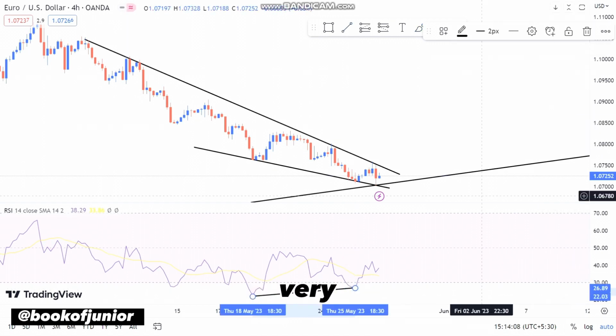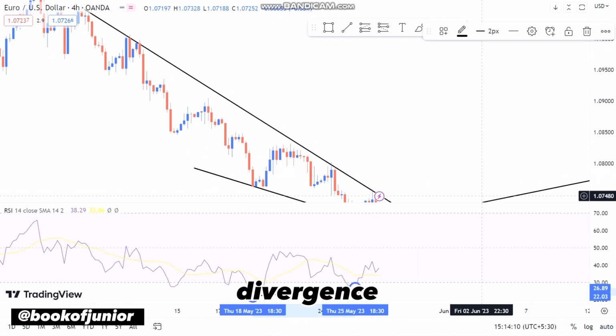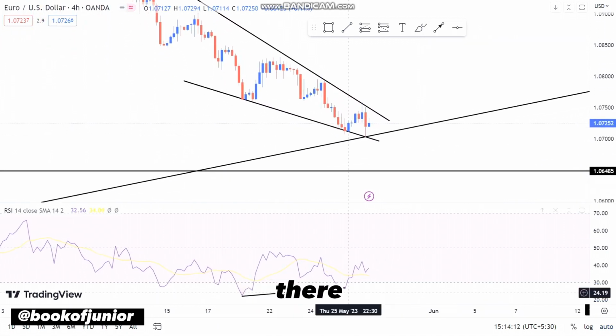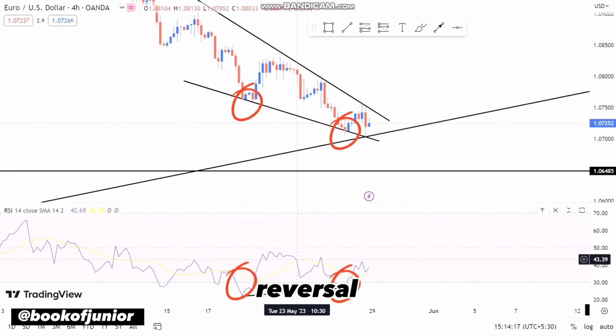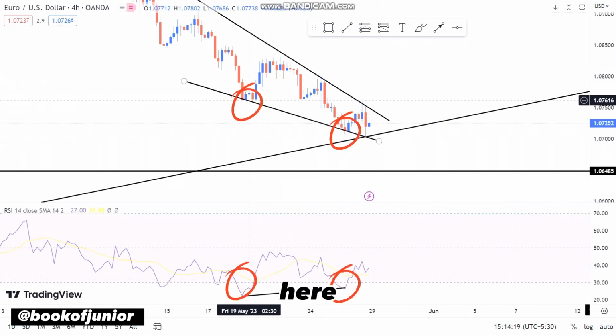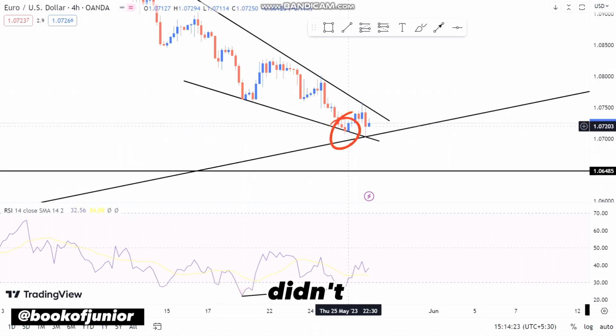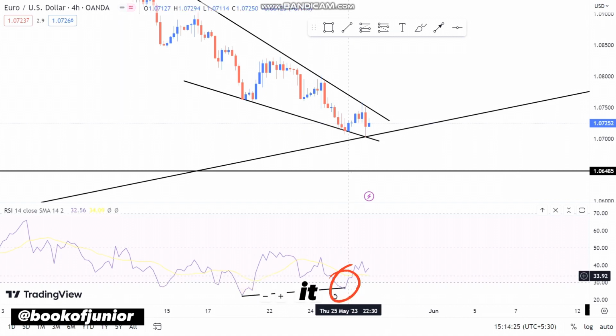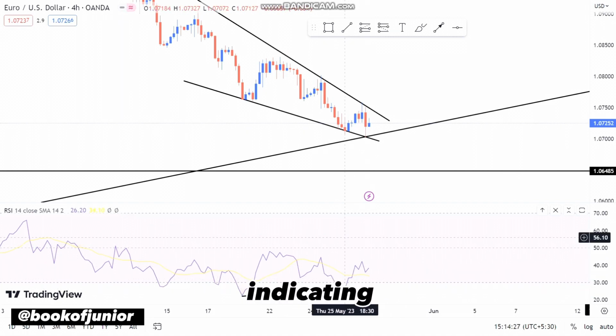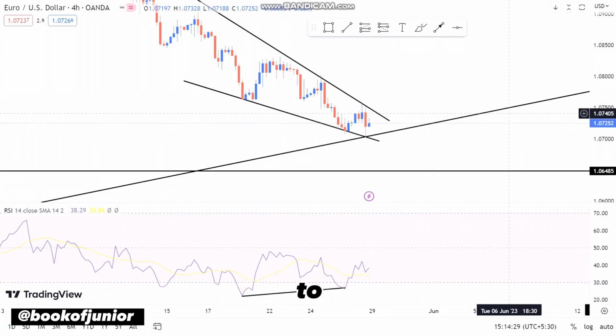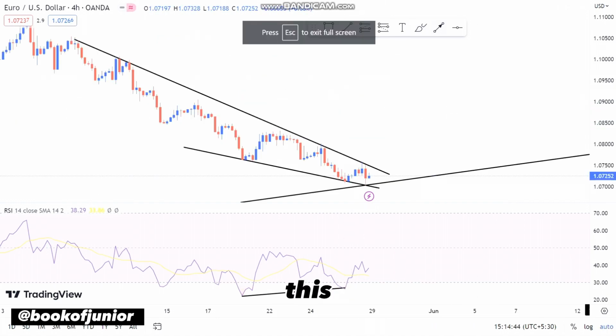When I zoom in very well, you're going to be able to see my divergence. We have this happening here and here. So this is a sign of reversal. Divergence also tells us that price is coming down forming lower lows, but when it reached here, it didn't form a lower low on our indicator. It formed a higher low, indicating a reversal. So here we just expect price to break out and retest. Now this is another important point right here in the market.